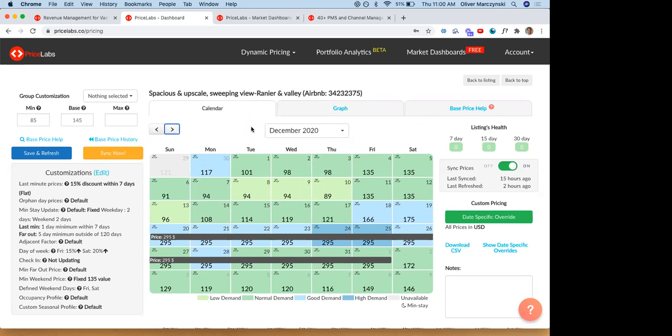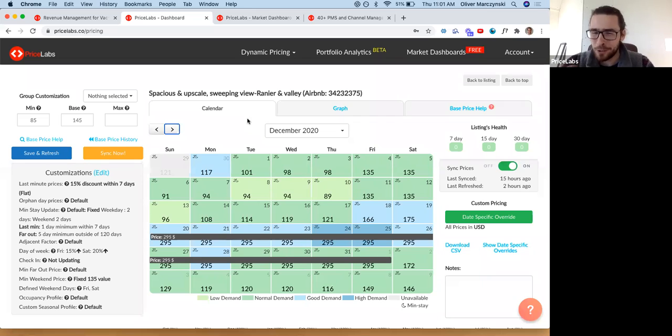Fantastic. And there are no more questions here other than one last question. Have you been able to calculate the value add for your service? Because of PriceLabs, a typical property increases revenue by X% or something.